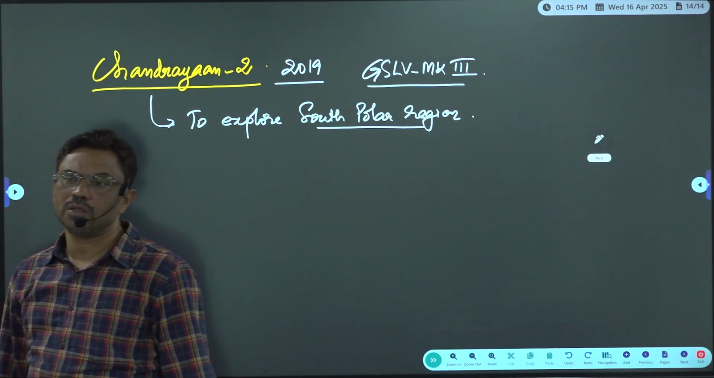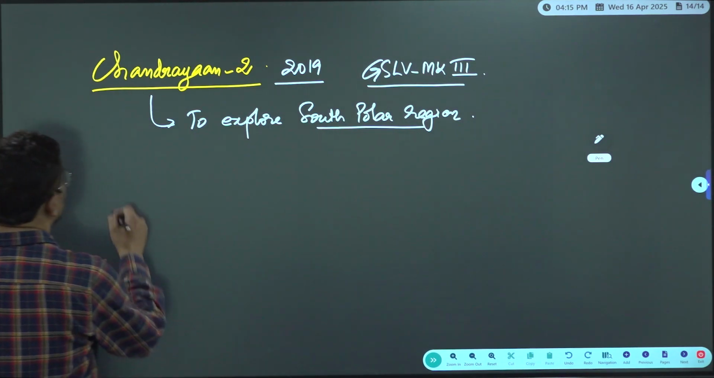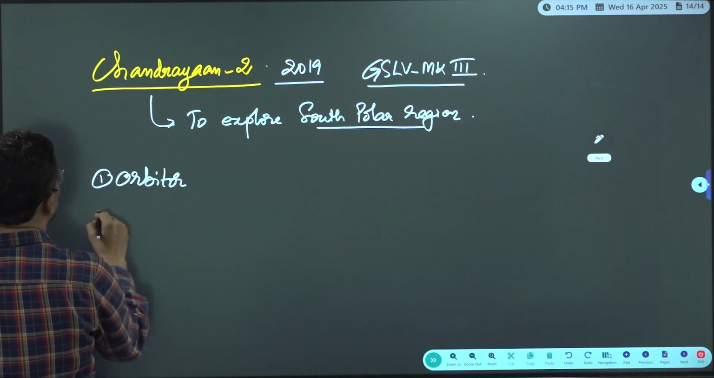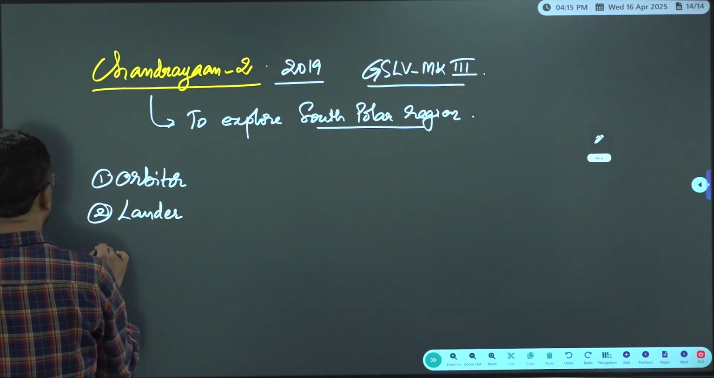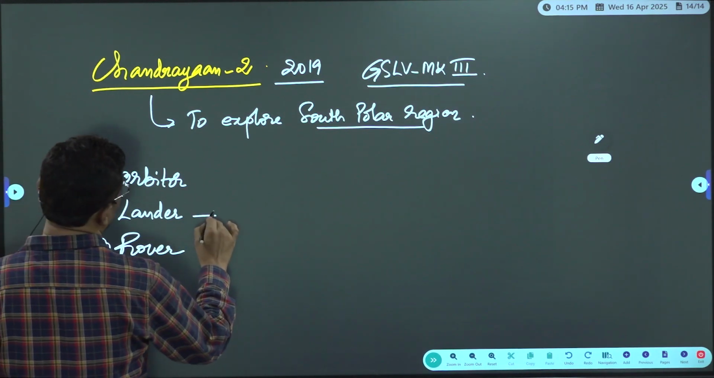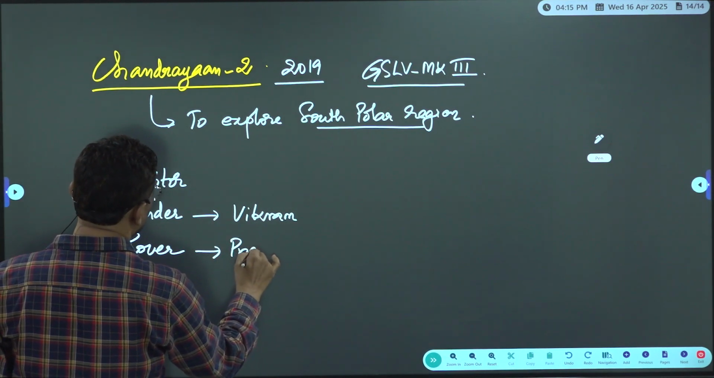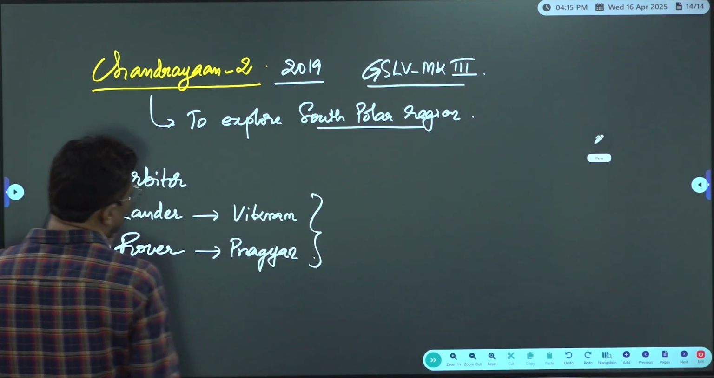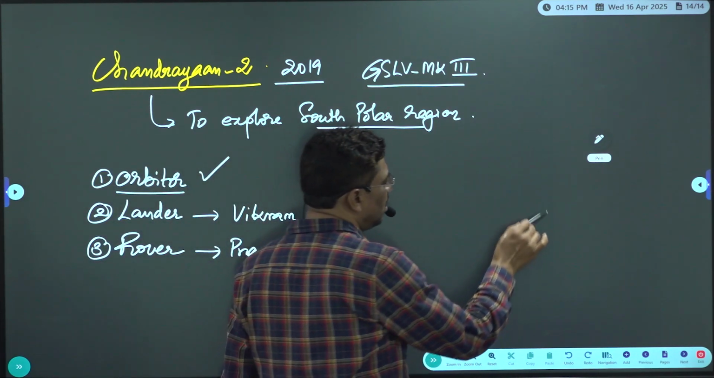Actually, Chandrayaan 1 was only an orbiter module. But Chandrayaan 2 had an orbiter, a lander and a rover. The lander was named Vikram lander and the rover was named Pragyan rover. But only the orbiter module was successful. So what is an orbiter module? What is a lander, a rover?